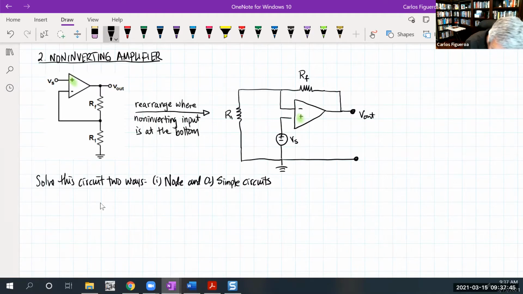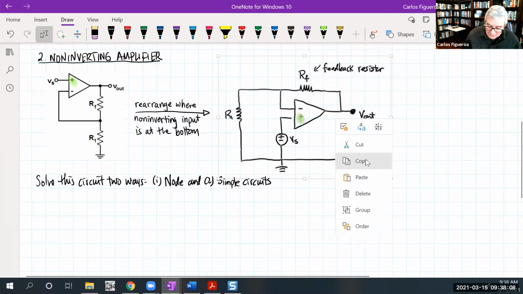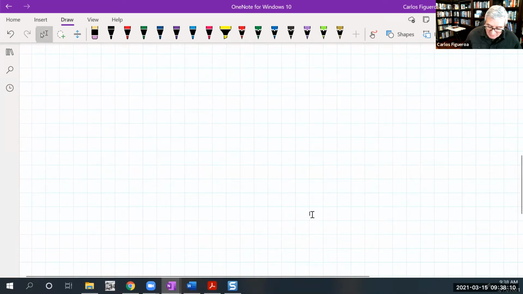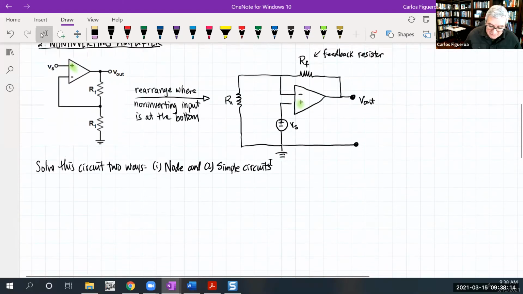This resistor right here is known as the feedback resistor. And so what I'm going to do here is go in and draw in my nodes for the circuit. First, I'm going to make a copy of this because I'm going to want it a little bit later, and I'm going to just stick it down here for a minute. Then we can reuse this circuit here.